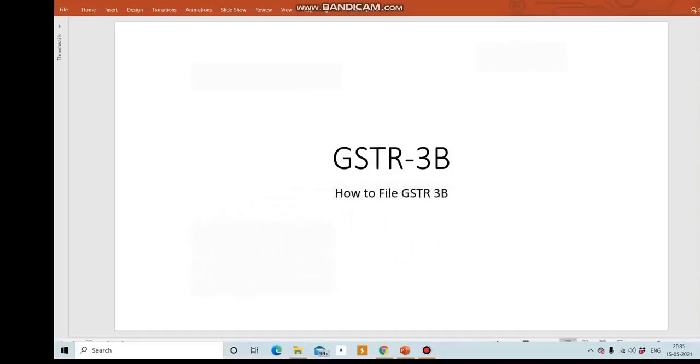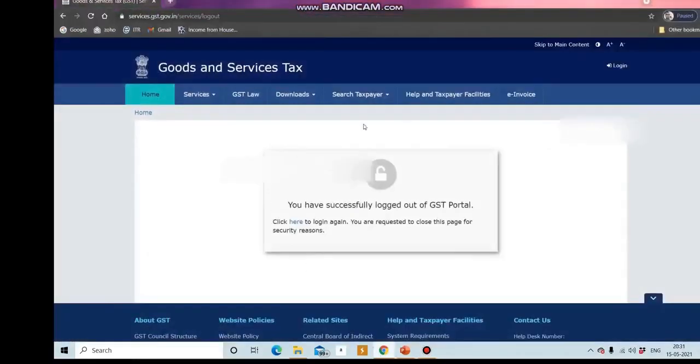Amit Parekh. So today we will be seeing GSTR 3B, how to prepare and file GSTR 3B. The practical example we will see how each tab in the 3B return has to be filled. So let us start with the same. First we need to go to the GST website. We need to log in.